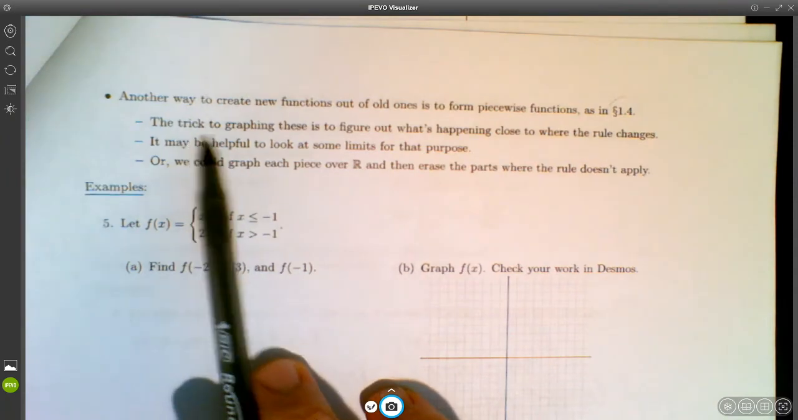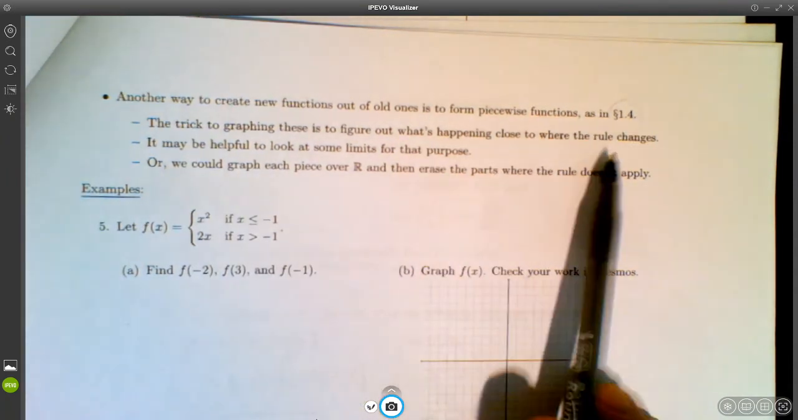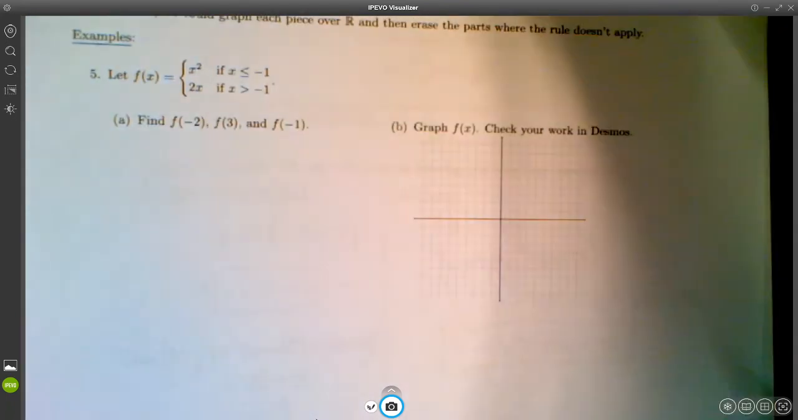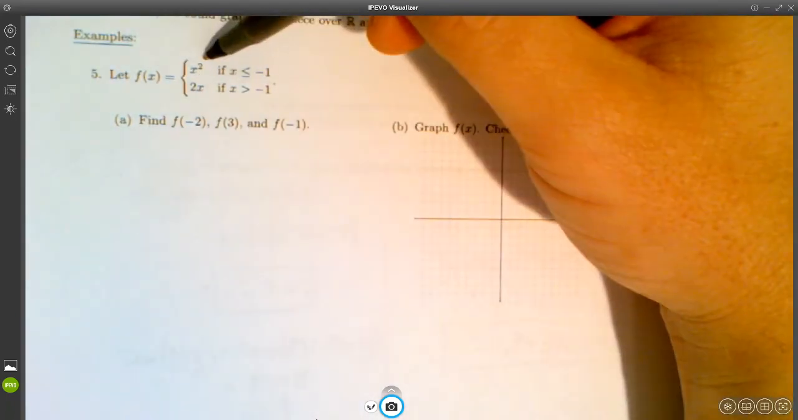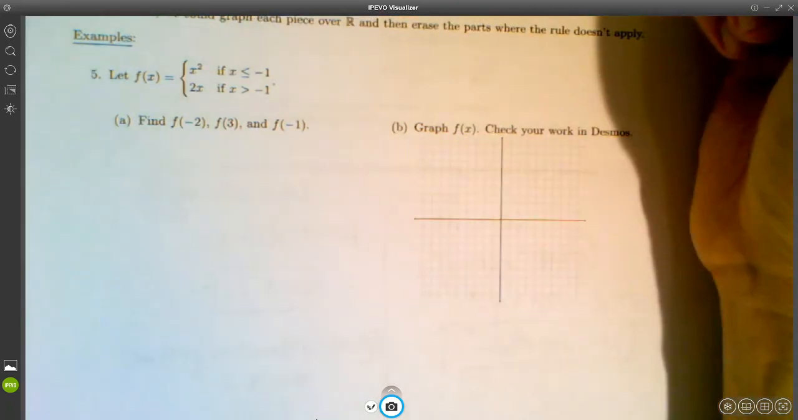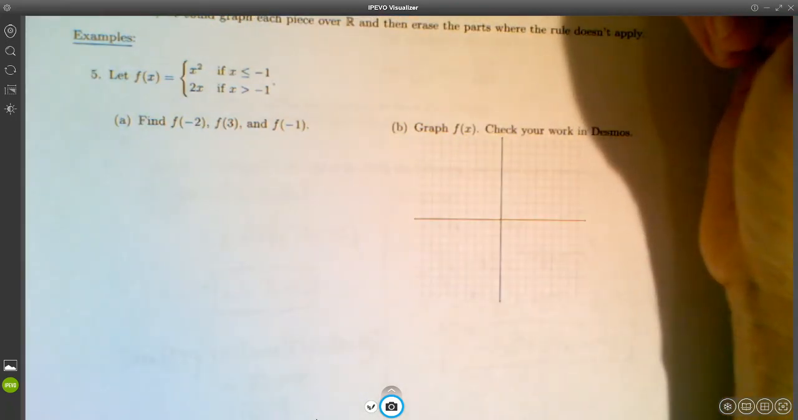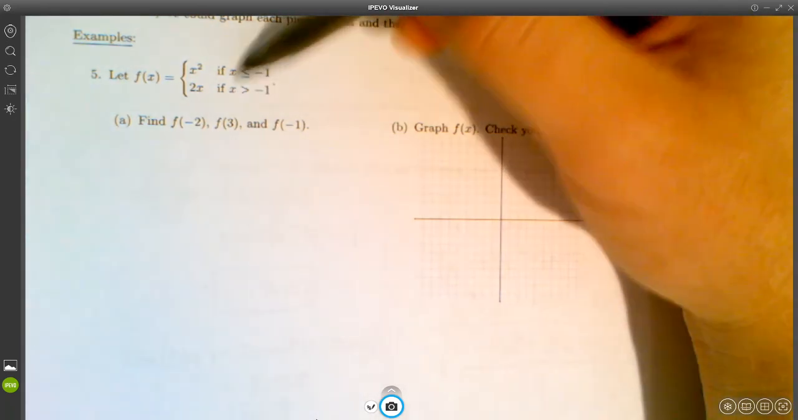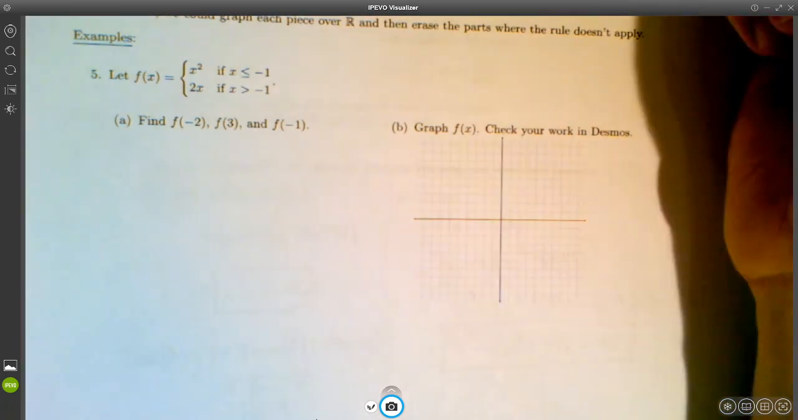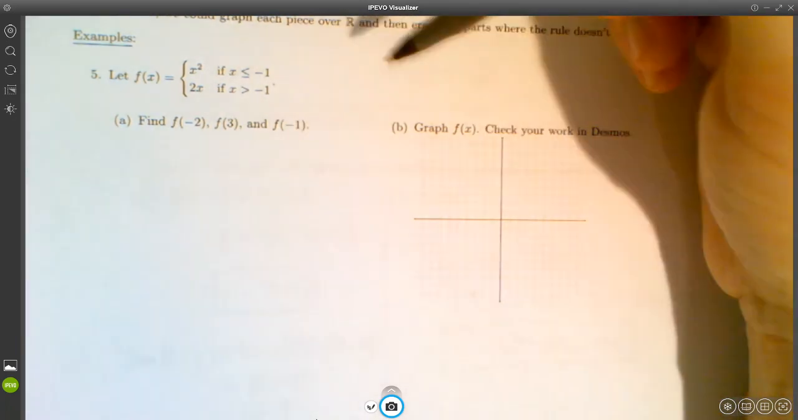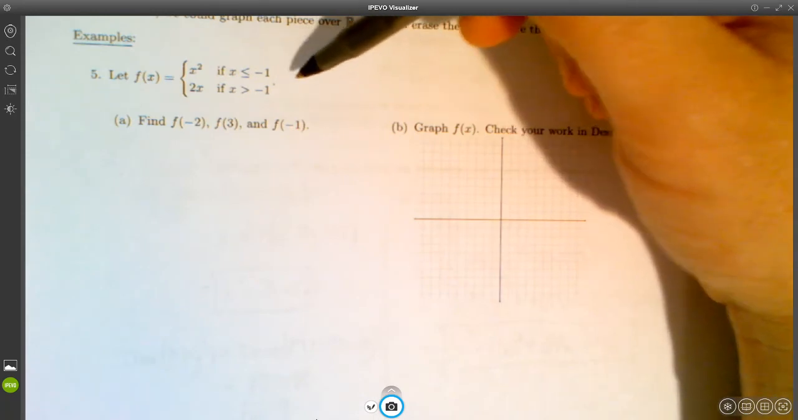The main trick to graphing these is to figure out what's happening close to where the rule changes. So, for example, if we have this piecewise function f of x equals x squared if x is less than or equal to -1, or 2x if x is greater than -1, and we wanted to graph this thing, then a good thing to do would be to figure out what's happening right at -1. We're going to do that when we look at f of -1, but we'll also do that by looking at some limits potentially. So let's do this, right?